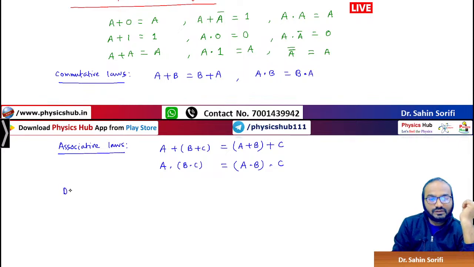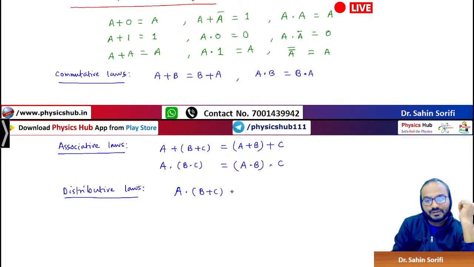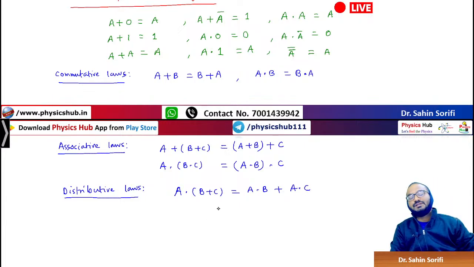Now there is a very important law, the distributive law. What does it say? It says A dot (B plus C) is equal to A dot B plus A dot C. So up to this much, everything looks very usual. But there is a law which I am going to give you now. Instead of dot, we have plus, and instead of B plus C, we have B dot C.